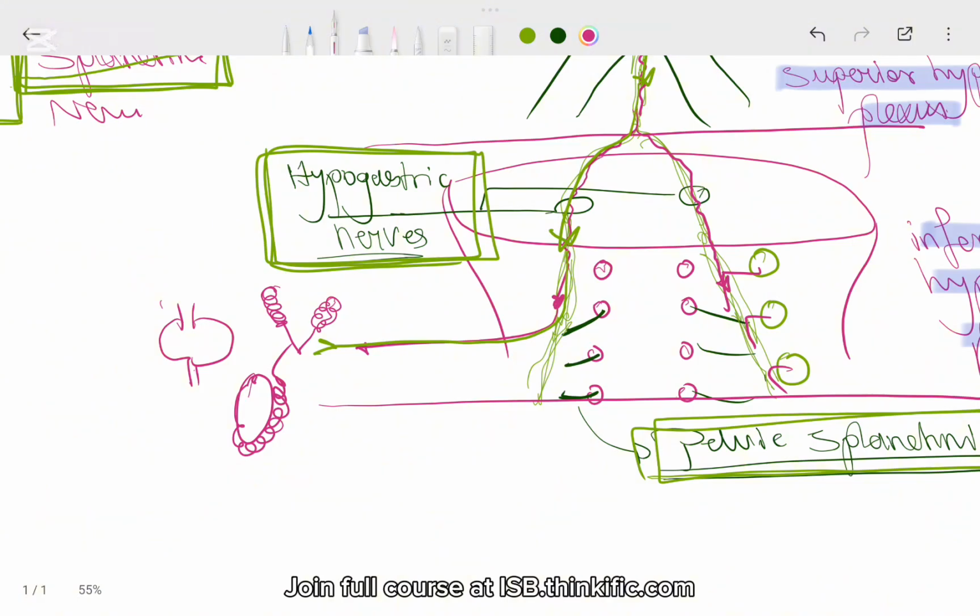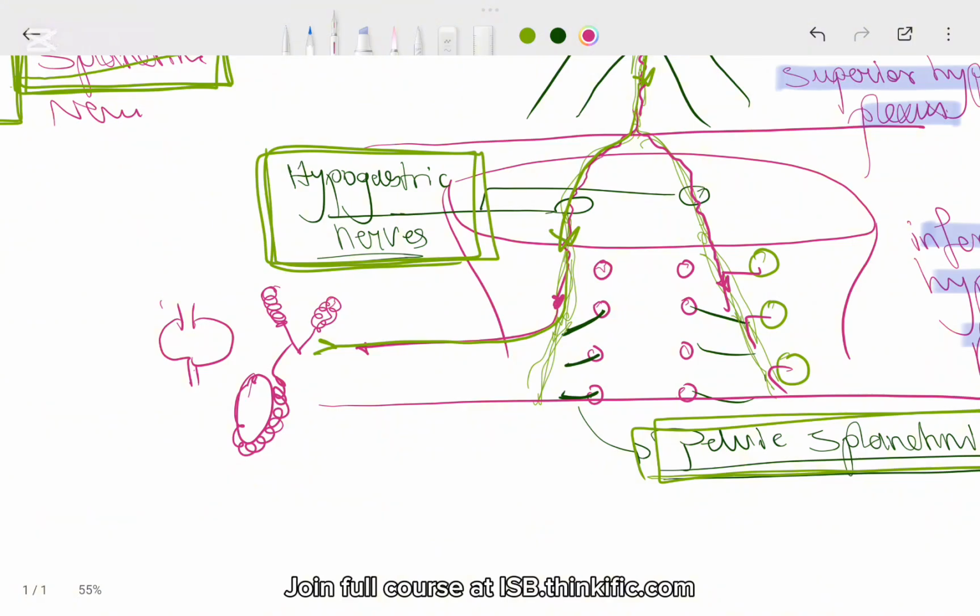Least from T12. Greater thoracic splanchnic, lesser and least, they enter the abdomen from the thorax by piercing the crura of the diaphragm. Greater synapse at the celiac ganglion and supply foregut structures. Lesser synapse at the aorticorenal or superior mesenteric ganglion and supply midgut structures. Least supplies the renal plexus, kidney, and ureter, but not the adrenal medulla. Adrenal medulla is by greater.